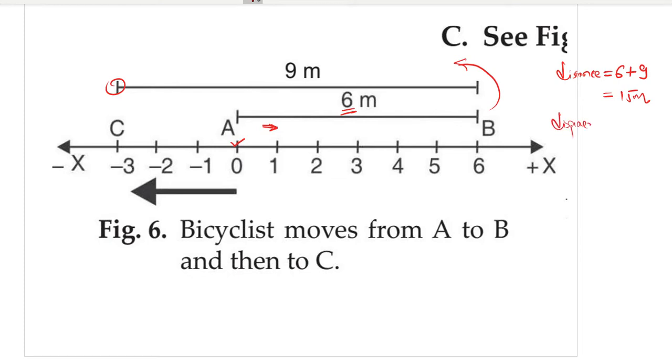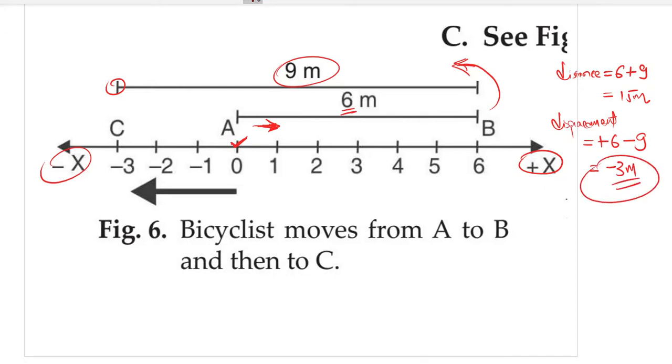Displacement. Whenever we talk about displacement, the direction is very, very important. So first, the bicyclist starts from point A and moves towards the positive direction. How many meters? 6 meters. So I will write plus 6. Then he suddenly turns back and goes in the reverse direction, that is the opposite direction, and travels 9 meters. So this will be minus 9 meters. So plus 6 minus 9 is minus 3 meter. So the displacement of the body is minus 3 meter.